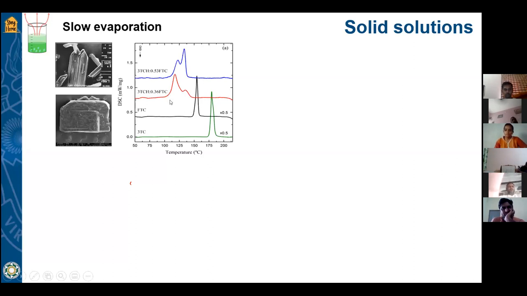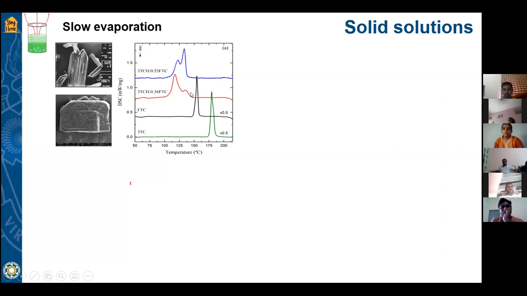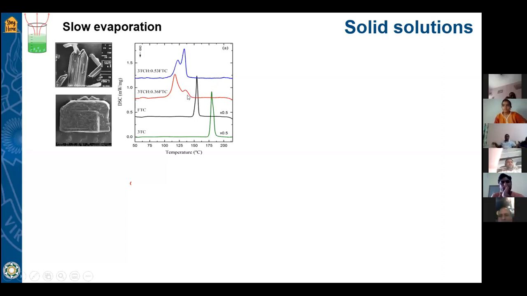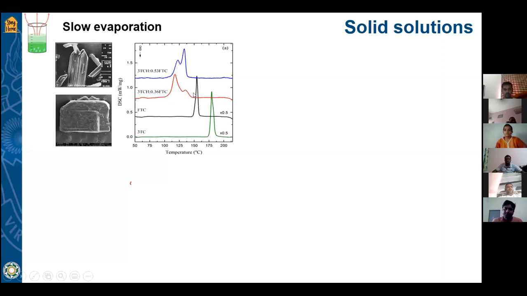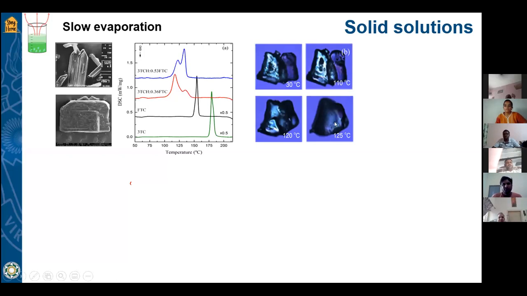And as you can see here, the DSC curves are very different from the raw materials. There is a first, something that looks like a melting, followed by a second melt. So we are expecting a melting followed by a crystallization. And it's something we can see through thermomicroscopy. It melts, after that crystallizes, and finally melts again.